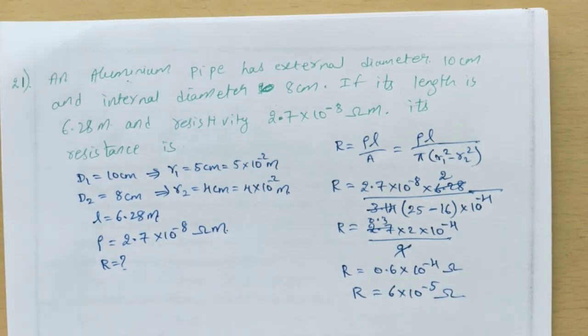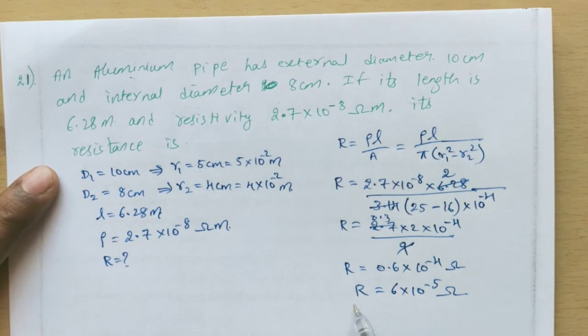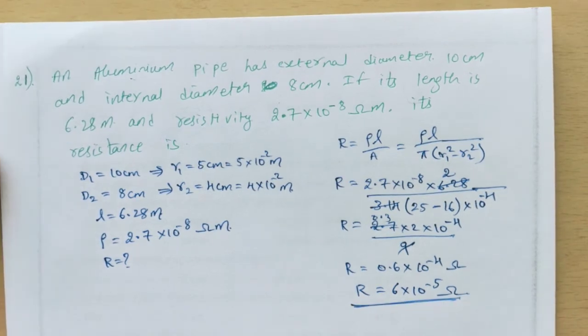Here the final resistance for that given wire, having different diameters, external diameter and internal diameter values, is R value equal to 6 into 10 power minus 5 ohms. This is the result, or this is the answer for this problem. Okay students, next one more problem now we are starting.